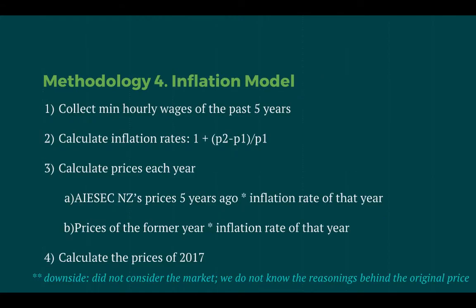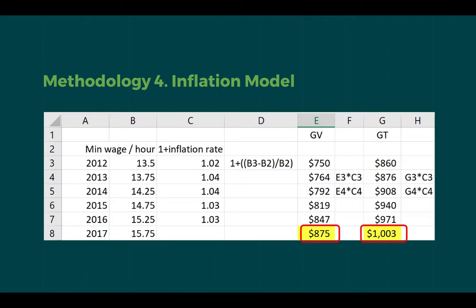Okay, the next model is inflation. I consulted my accountant's relative to calculate that. She said it's better to use the minimum hourly wage to calculate inflation, so I did that. As you can see, there's the minimum wage per hour in the past 5 years and the calculated inflation rate. So this is the price 5 years ago, and year by year, this will be our price after 5 years.